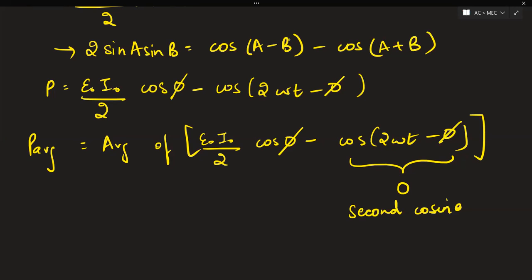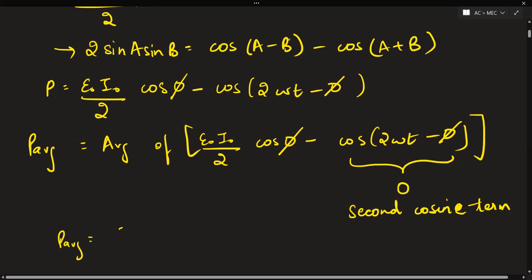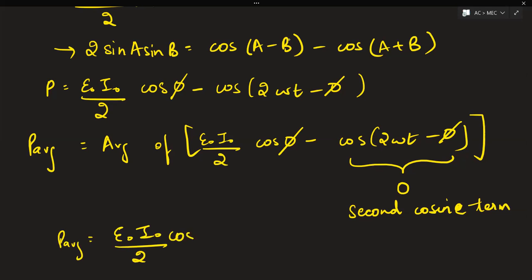This question comes as: derive an expression for average power of series LCR circuit. The second cosine term is 0. You need not even mention this. You can directly say cos 2 omega t minus phi is 0. You can write this just for yourself. So how much is left? The average power becomes E naught I naught by 2, and only cos phi is left.